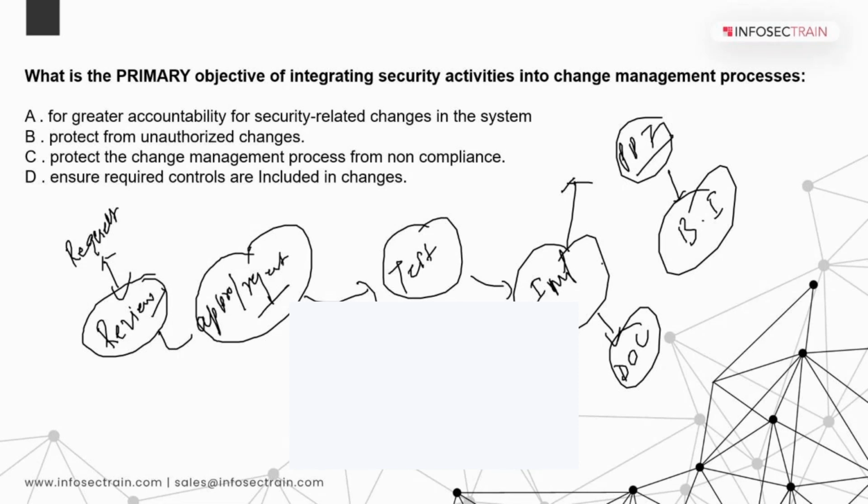Now here a tricky question might be asked. Some emergency is there and you have to make changes. Do you have to follow all these phases and steps, document, then take approval and everything? The answer is B. You always have to protect from unauthorized changes.